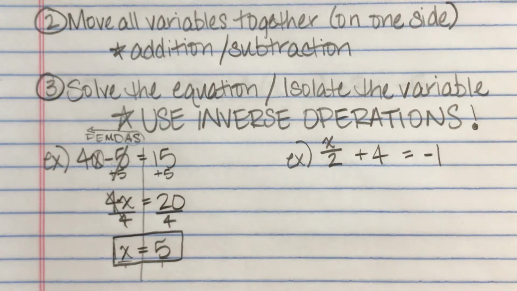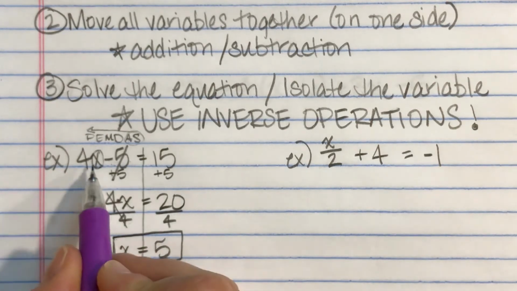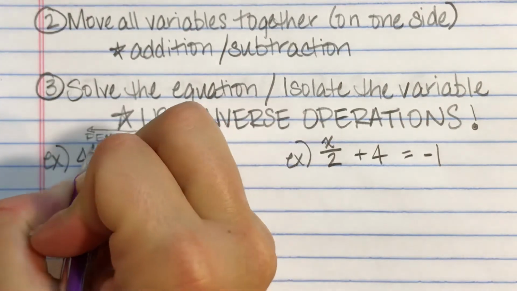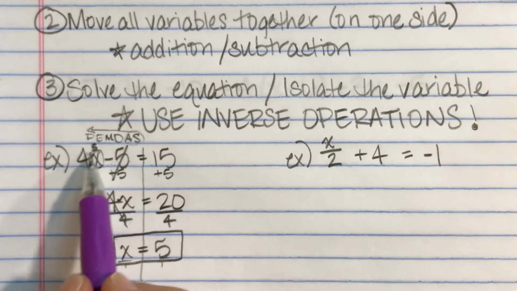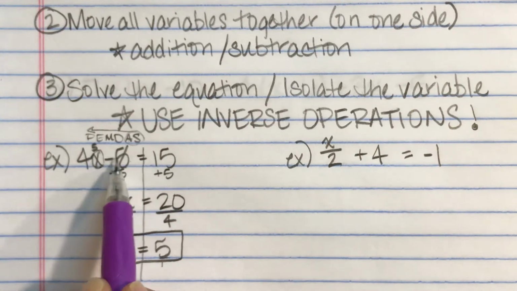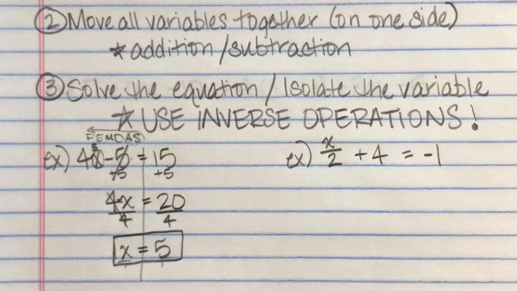Anytime you're trying to prove that an answer is right when you're solving an equation, you can take that 5 and plug it right back in. And so if I put a 5 right there, you do 4 times 5 is 20. 20 minus 5 is 15. So it totally works. Okay?